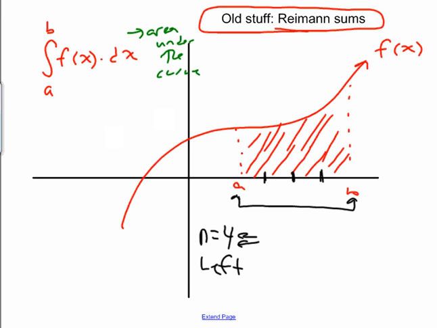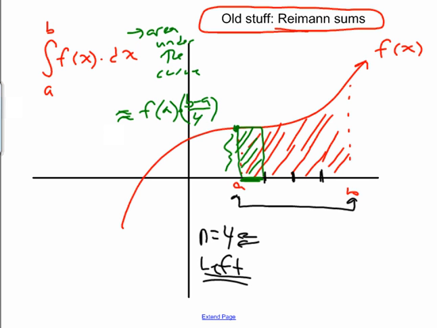Since we're using a left bound, on my first little range, I'm going to use the left value, and I'm going to create a rectangle. And I can find the area of that rectangle. The area of that rectangle would be f of a, that's this value here, that's the height of it, times b minus a over 4, because b minus a over 4 is the length.